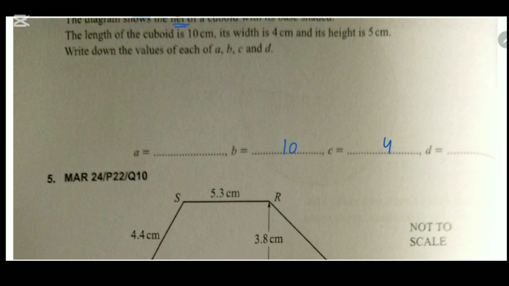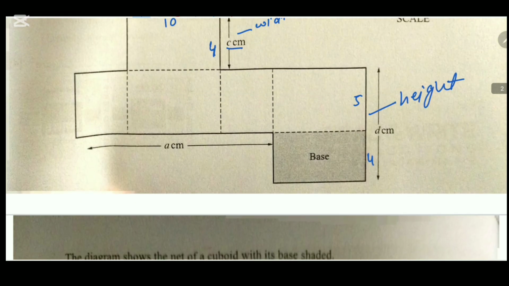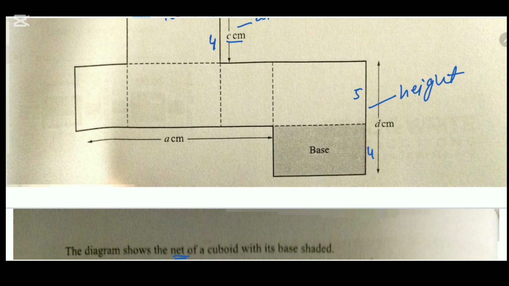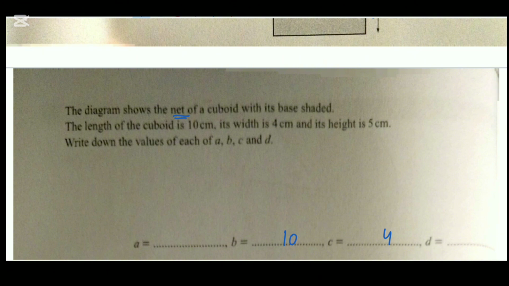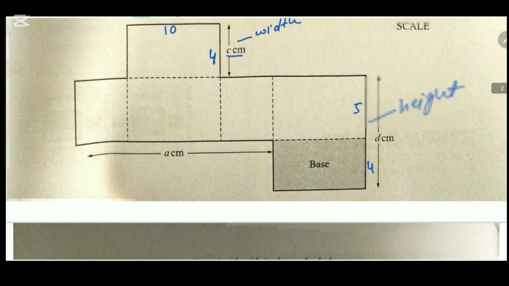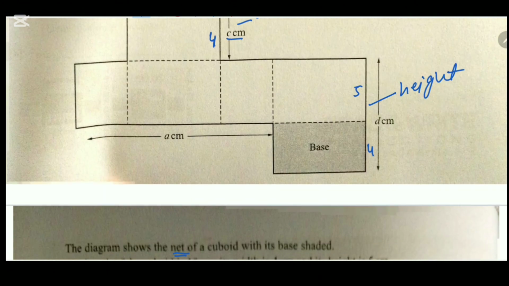So what about D and A now? D will be, if the height is 5, then 5 plus 4 will be your D. Sorry, D is found by adding 5 and 4, so D is 9, because 5 is the height and 4 is the width. If you add them you will get D.